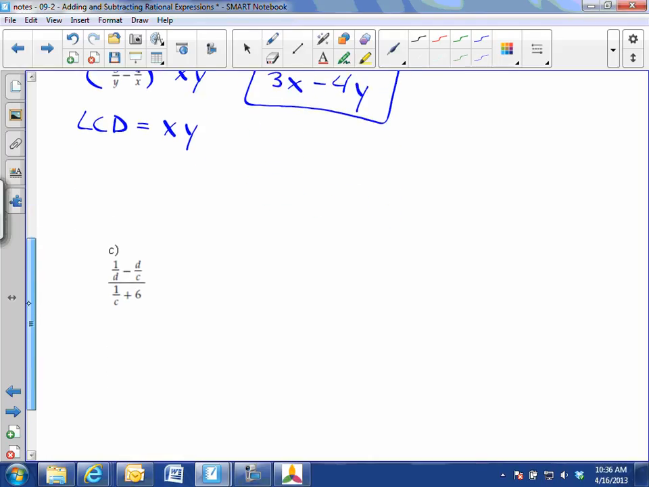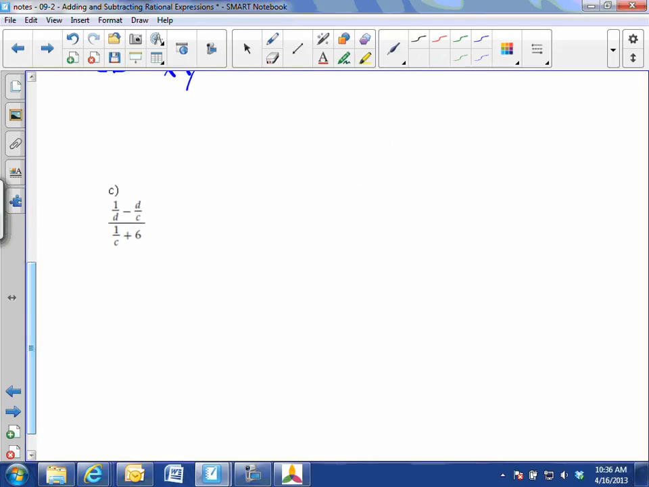All right, let's look at C and we'll talk about least common denominators. Okay, so I'm looking at all the denominators. So I'm looking at d, c, c, and 1. Okay, what are the factors of d? Just d. What are the factors of c? Just c. What are the factors of c? Just c. The factors of 1 is 1. Okay, the most amount of times c appears is once, and 1 really doesn't affect c. So that's our least common denominator. Does that make sense? Yep.